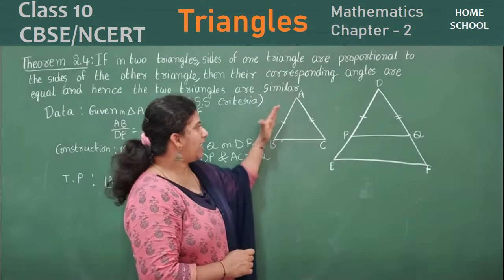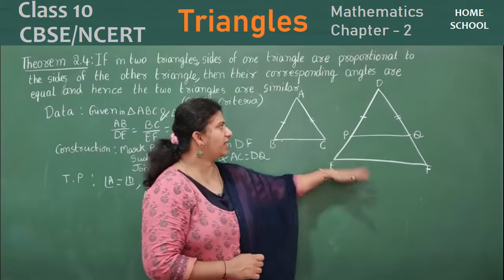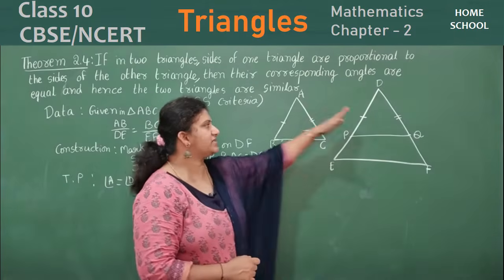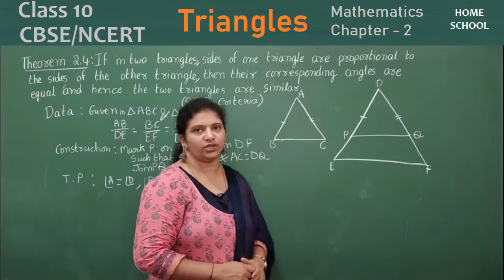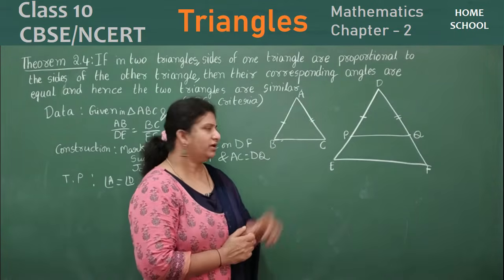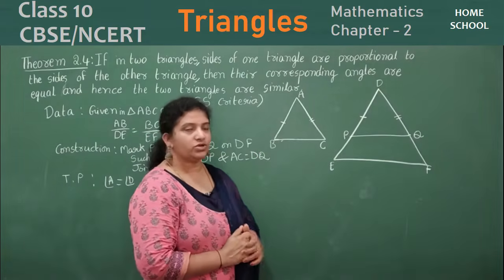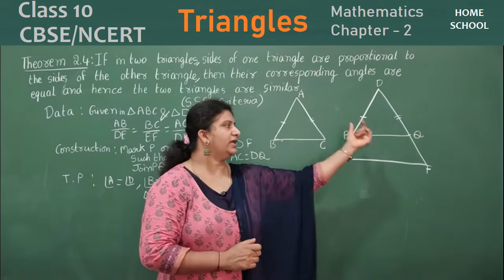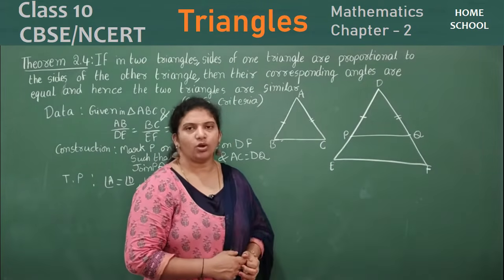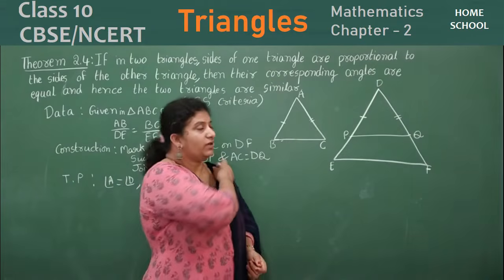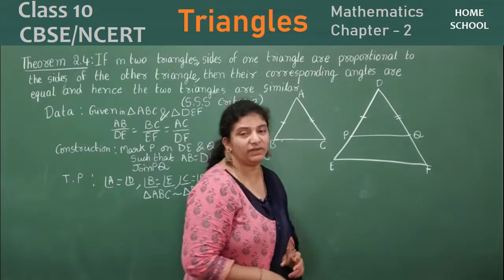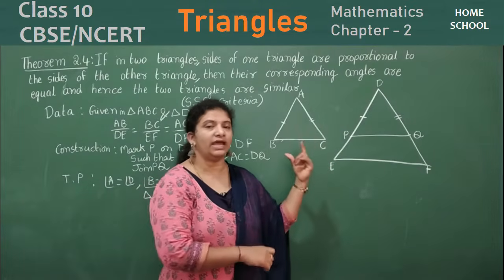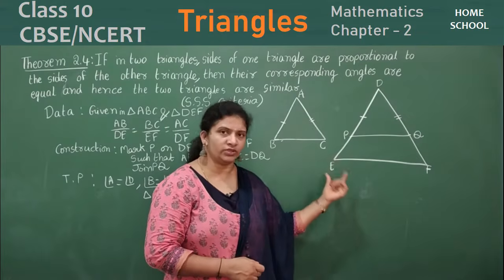Here AB by DE, BC by EF, AC by DF is given. You have taken that AB is equal to DP and AC is equal to DQ. Now how can you prove it? Given the ratio, instead of AB you write DP by DE, and DQ by DF. Now your next step, you need to prove this using BPT. Using the corollaries, directly using BPT we are going to prove this theorem.